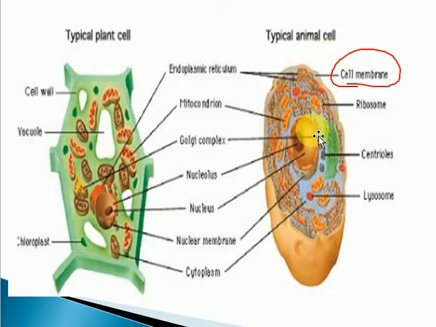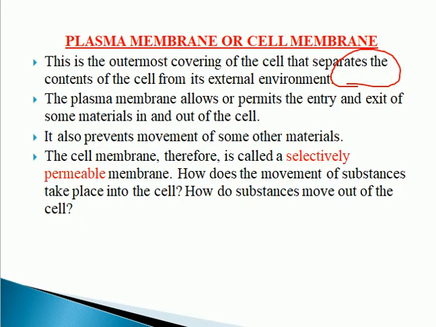It keeps all the components of the cell together, separated from the outside world. So the cell membrane is the outermost covering of the cell that separates the contents of the cell from the external environment. The plasma membrane permits the entry and exit of only some materials in and out of the cell. This point is very important.